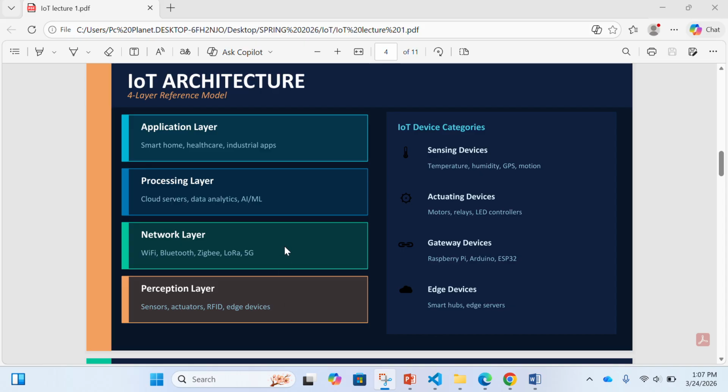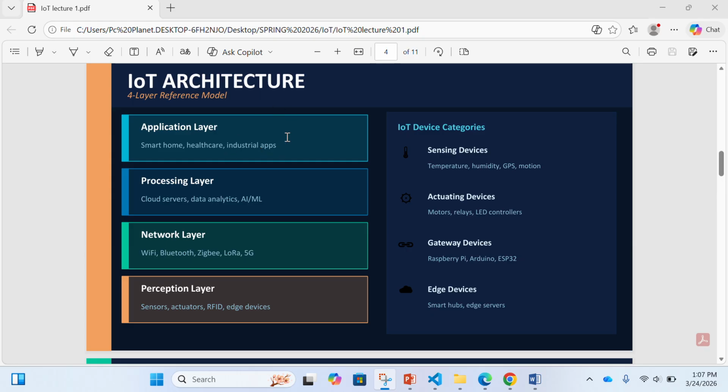Then we have the network layer, transmitting data between devices and the internet using Wi-Fi, Bluetooth, etc. For example, a mesh network in a smart factory connecting thousands of sensors wirelessly. Then we have the processing layer. It receives, stores, and analyzes data, on cloud servers or edge gateways. For example, AWS IoT Core receiving thousands of sensor readings per second and storing them in a time series database, right? Then we have the application layer.